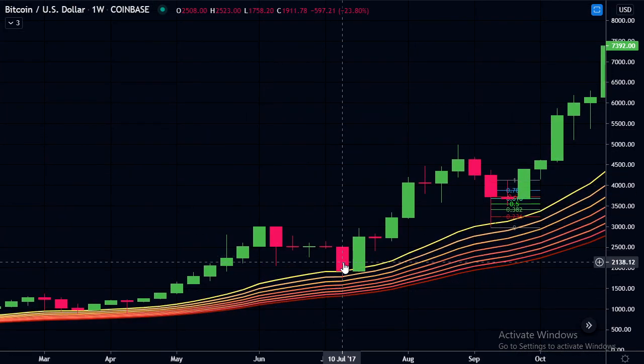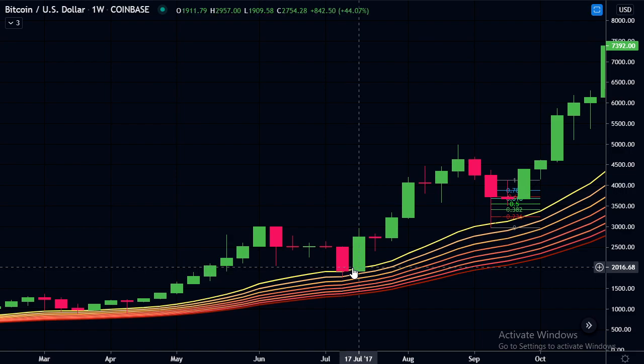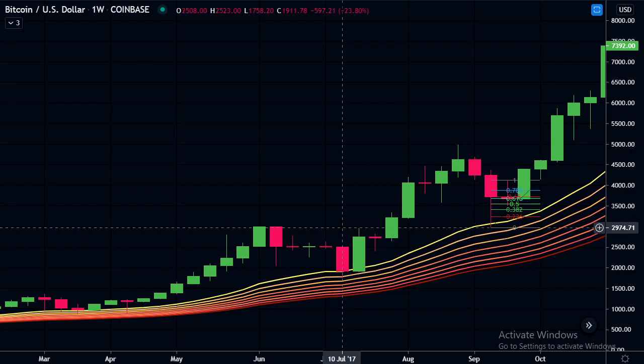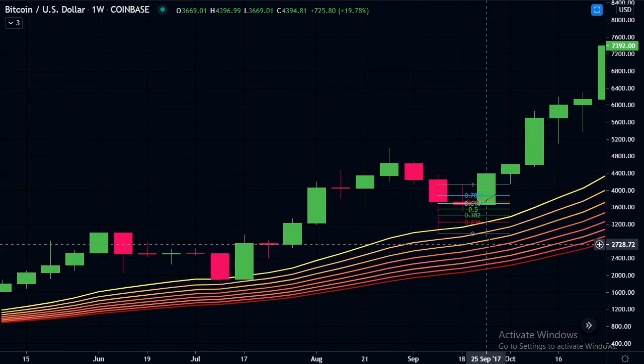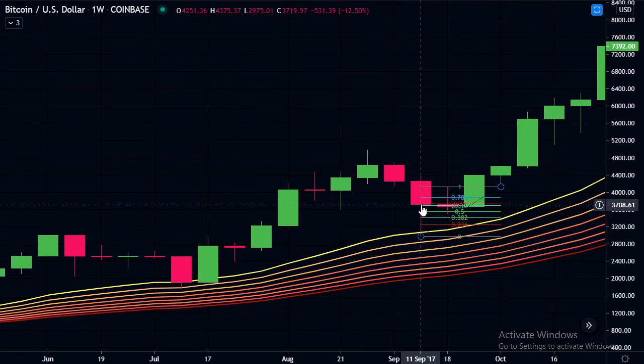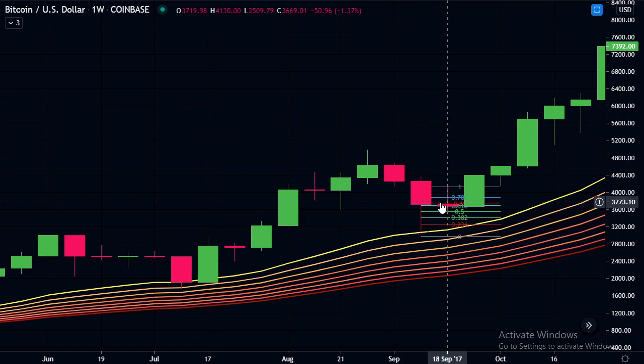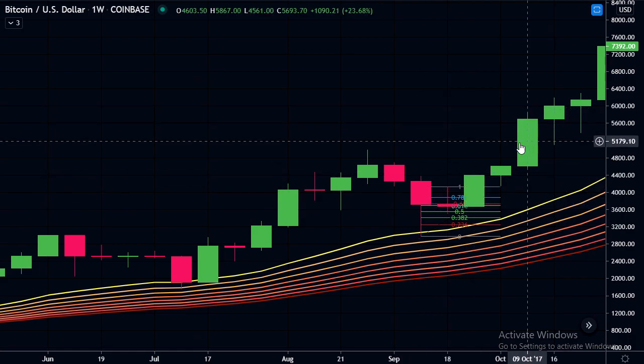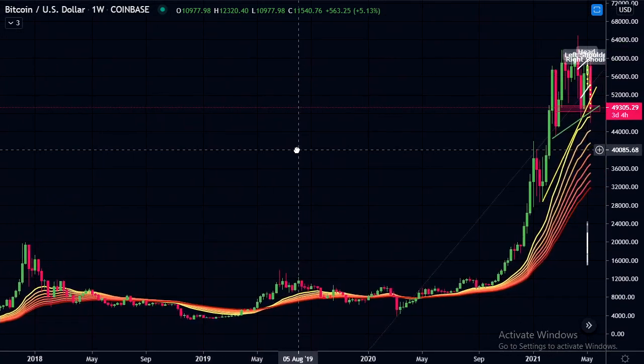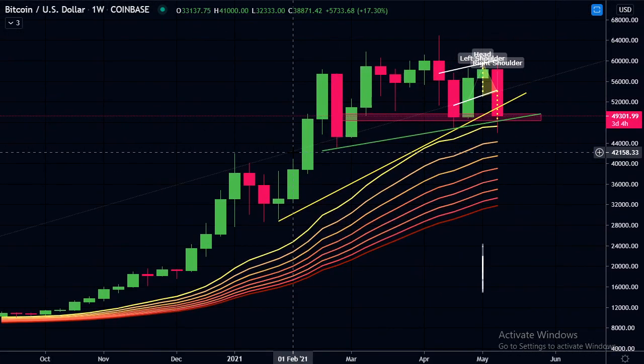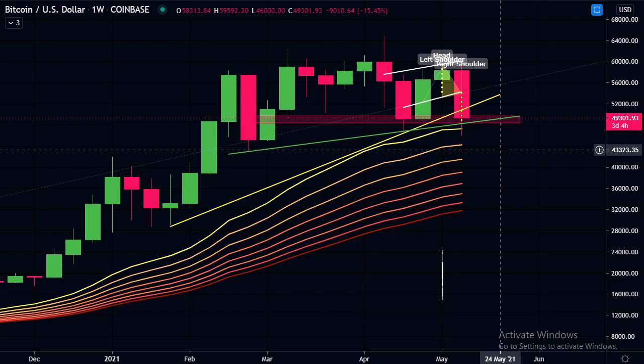We can see on this pullback here, upon the next weekly opening, we did have this big rise back up. On this previous pullback here, we did just touch it and close the week a lot higher above the ribbon, went sideways and then carried on higher. So a similar thing might happen on this pullback, and we'll just have to watch how the weekly closes.